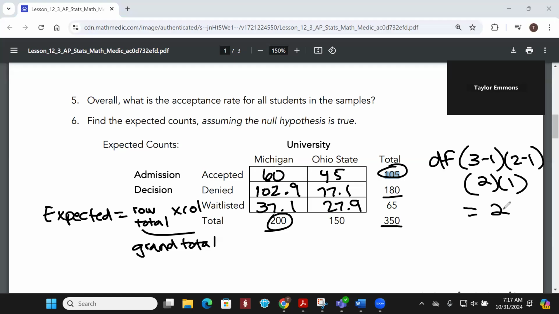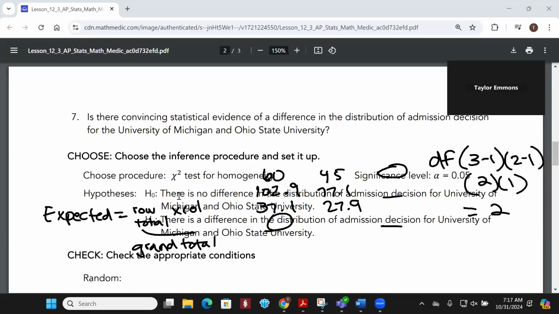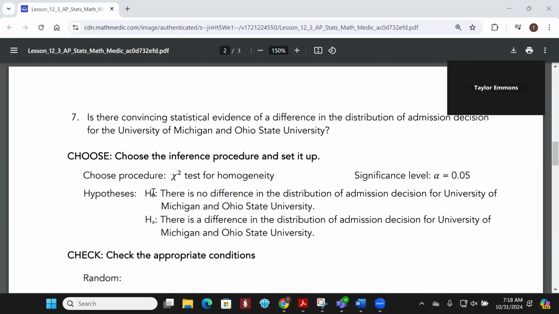Okay, so is there convincing statistical evidence of a difference in the distribution of admission decision for the University of Michigan and Ohio State? Okay, so they already did the choose part for you. Yay. So chi-squared test for homogeneity. Somebody say it. Homogeneity.